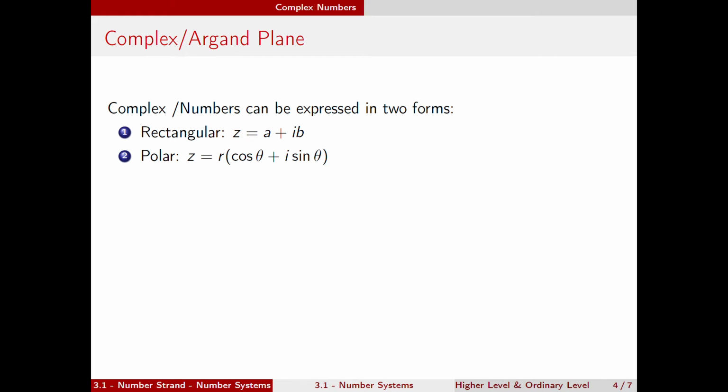So complex numbers can be expressed in two forms. We have the rectangular form, which we've seen in previous videos, where z is equal to a plus ib, and we have the polar form, where z is equal to r times cosine of theta plus i sine of theta.